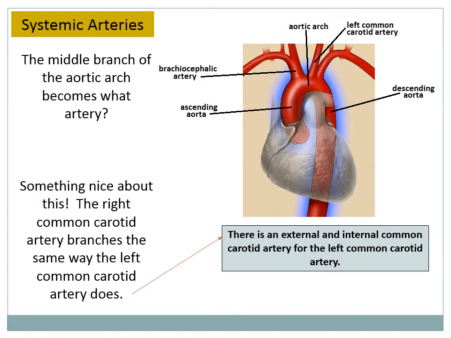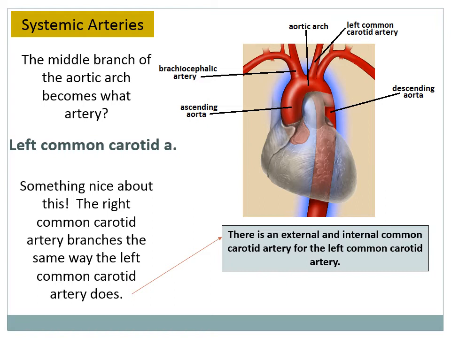All right, so we've taken care of the right branch of your aortic arch. We're now going to look at the middle branch. What is the middle branch? The middle branch of the aortic arch becomes what artery? Yeah, it becomes a left common carotid artery. You have to remember that your right common carotid and your left common carotid arteries are right next to each other. However, your right common carotid actually comes off of your brachiocephalic artery, and your left common carotid comes right off your aortic arch. So you want to keep that in mind.